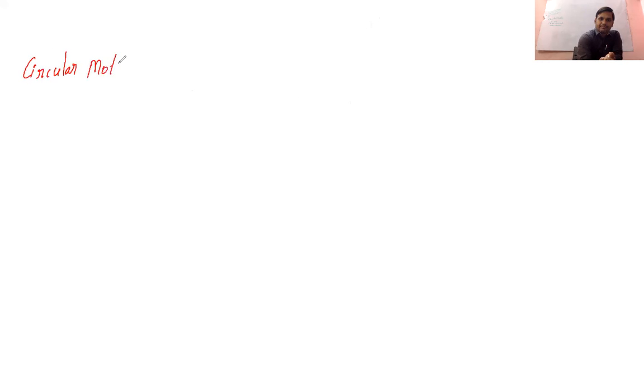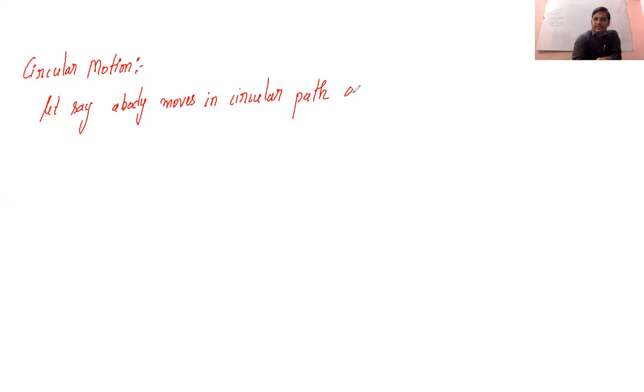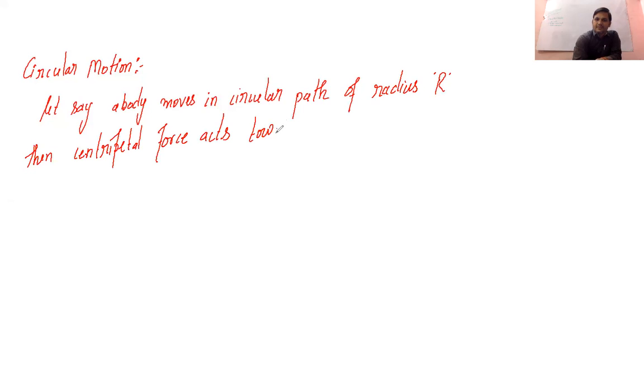Circular motion. Let's say a body moves in a circular path of radius r, then centripetal force acts towards the center, that is against the radius. So you can understand it this way.